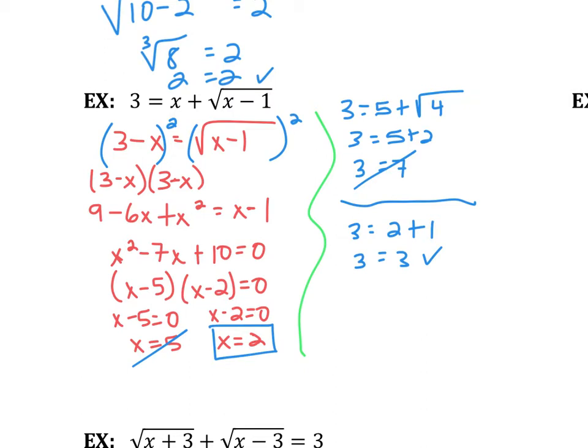I think this example shows the importance of checking these potential solutions and seeing if any of them are extraneous, because obviously in this case, one of them worked and one of them did not. Again, you will need to check with your teacher to find out how much work they require you to write down when you are checking your answers.